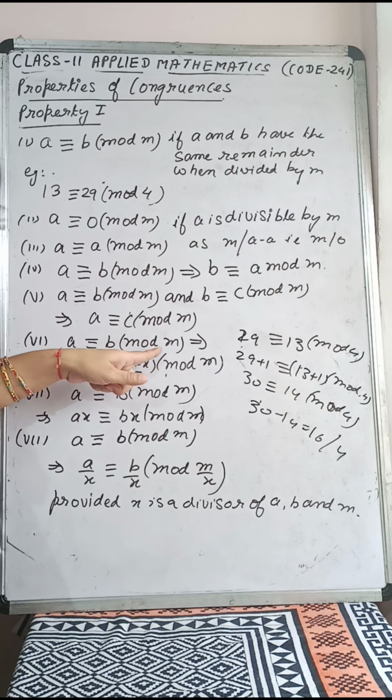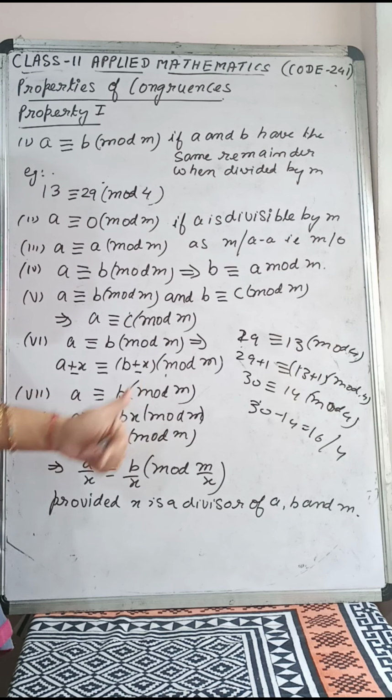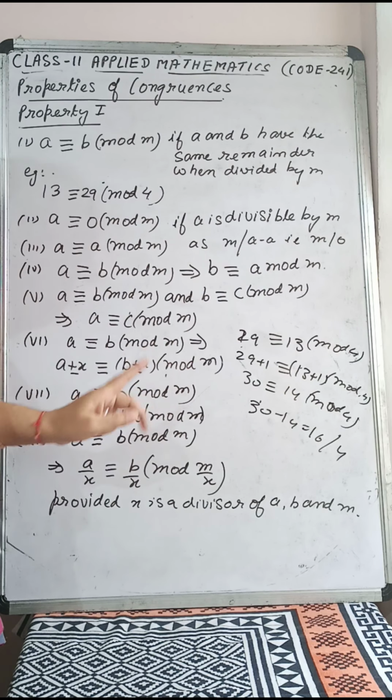So A is congruent to B modulo M implies A plus minus X is congruent to B plus minus X modulo M. Same is with multiplication. A is congruent to B modulo M implies AX is congruent to BX modulo M. Here this M remains the same, it is not changed.